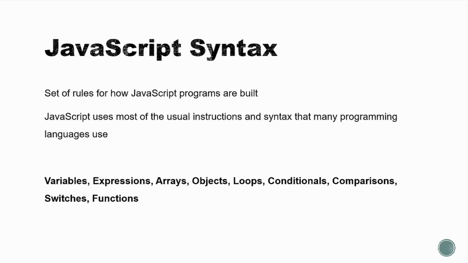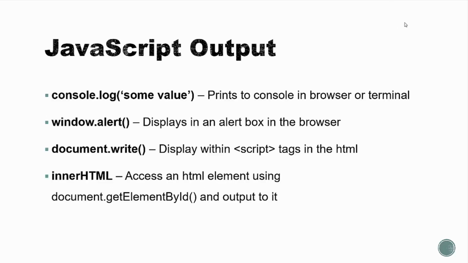All right, so now we're going to take a look at some of the JavaScript syntax. I'm going to go through some of the syntax very, very briefly, but we will get into more of it as we go along. All right, so JavaScript syntax is a set of rules for how JavaScript programs are built. JavaScript uses most of the usual instructions and syntax that many programming languages use, such as variables, expressions, arrays, objects, loops, conditionals, comparisons, switches, and functions. All right, just to name a few.